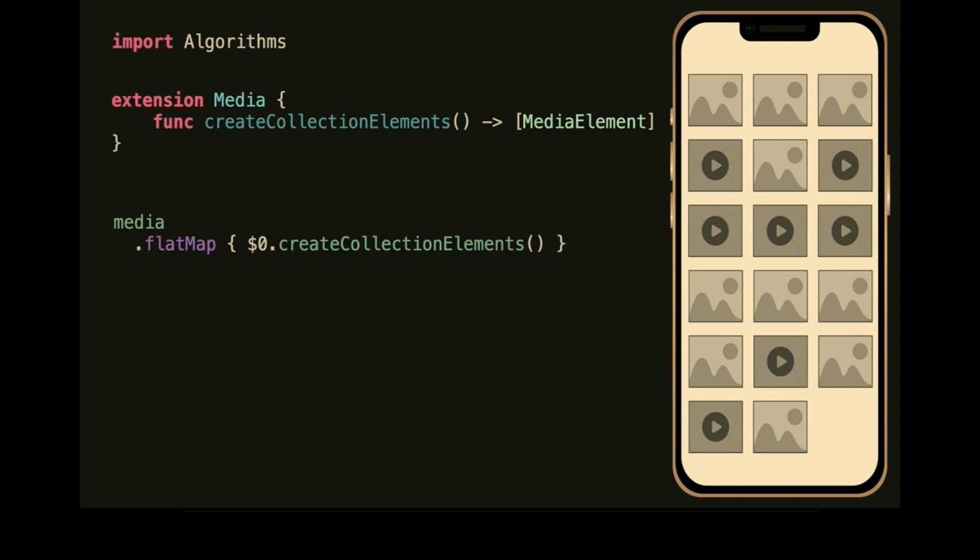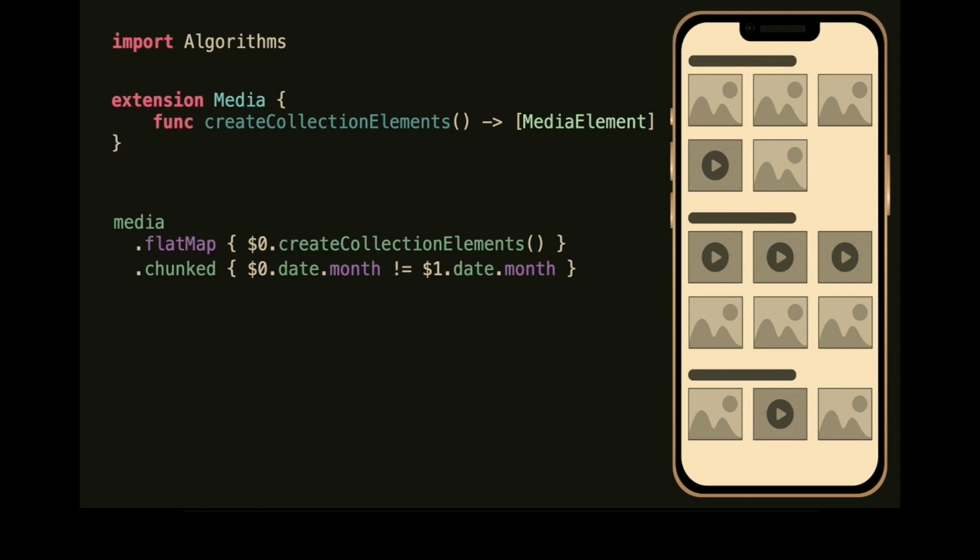Let's import algorithms and chunk on the month by comparing every consecutive item's date. When we get to an element that has a different month than the previous element we were comparing with, we chunk the elements there. And then we get the next month, and that's how we do the entire collection. Cool, right?